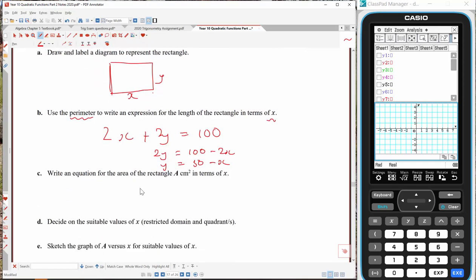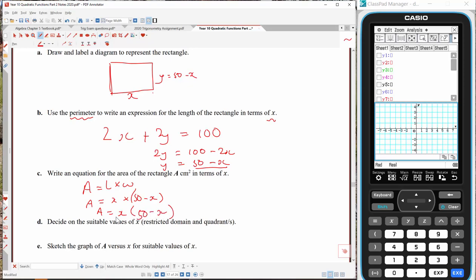Write an equation for the area of the rectangle in terms of X. So area equals length times width. Now we've just got X times Y here. Now that's really difficult to solve when I've got two variables here. But note that down here we found Y in terms of X. So Y is equal to 50 take X. So instead of using X times Y, what I'm going to do is go area equals X multiplied by, and not Y, I'm going to say that Y is 50 take X. And notice, girls, that this is just a parabola.